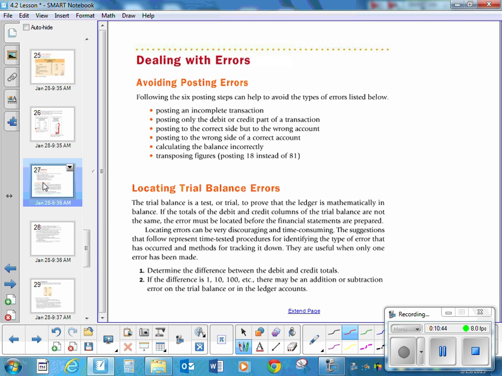Okay, avoiding posting errors. So this is where people have problems and errors happen, and this is when you find them, unfortunately. So you have to go back and you have to figure out where you've made the mistakes. So following the 6 posting steps can help to avoid the type of errors listed below. So make sure that you don't post an incomplete transaction. You have to make sure your debits equal your credits. Sometimes you may only do a debit or a credit part, and you forget to do both parts. Sometimes you may put it on the wrong side.